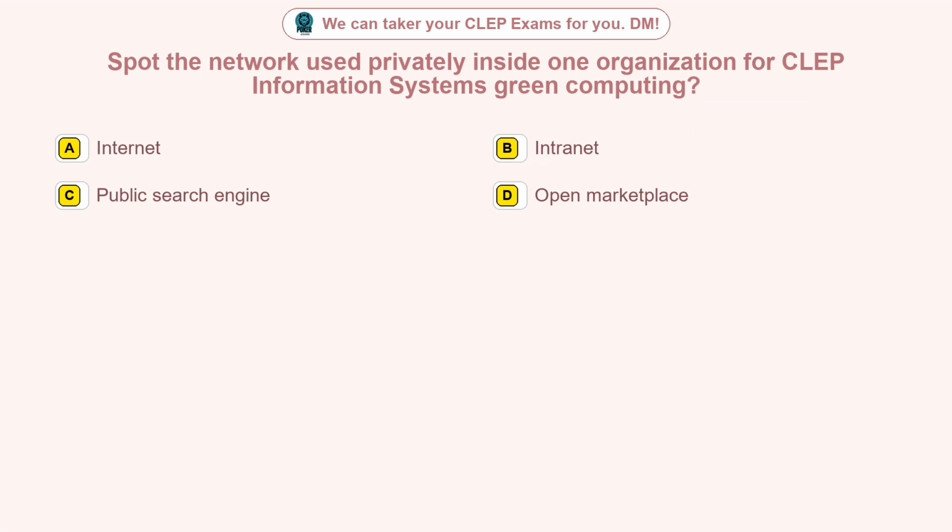Question 24. Spot the network used privately inside one organization for CLEP Information Systems Green Computing. Option A, Internet. Option B, Intranet. Option C, public search engine. Option D, open marketplace. The correct answer is option B, Intranet.